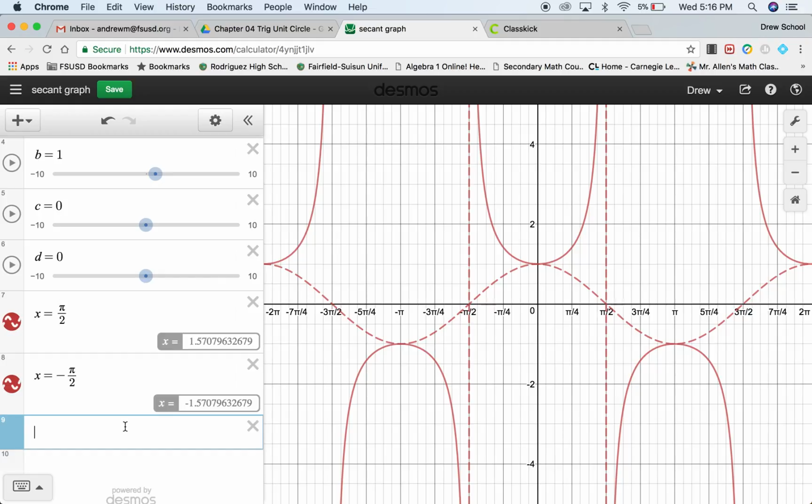And the same goes with the cosecant. We would have asymptotes with the cosecant everywhere the y value is 0, because that coincides with the sine, or that matches up with sine. The secant matches up with cosine, so whenever x is 0, we get an asymptote, and the cosecant matches up with sine, so whenever y is 0, we have an asymptote.